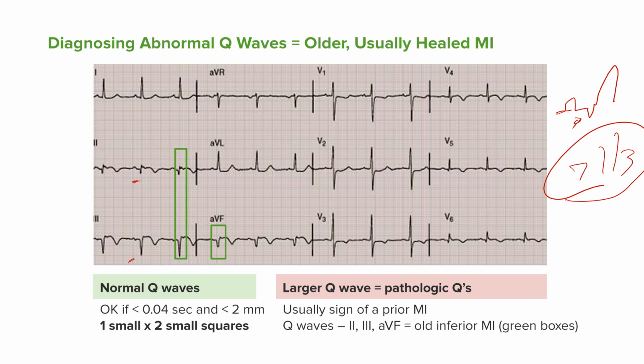So we can see here the R is very small, the Q is there, R is very small, Q is there, again Q is there, R is very small, smaller than the Q. So this is an old inferior wall MI. The large Q waves are the pathological Q waves, usually seen after an MI.